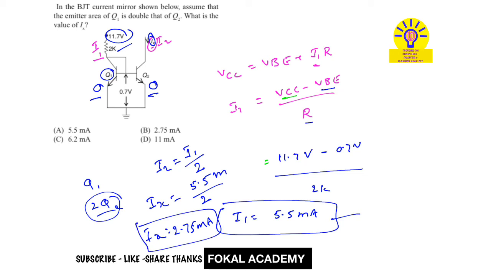In the current mirror circuit, if both transistor areas are equal, then I1 equals I2. But here the emitter area of one is double the other, so the current also changes. So I2 equals I1 by 2, and Ix is 2.75 milliamperes. From the options, option B is the correct option.